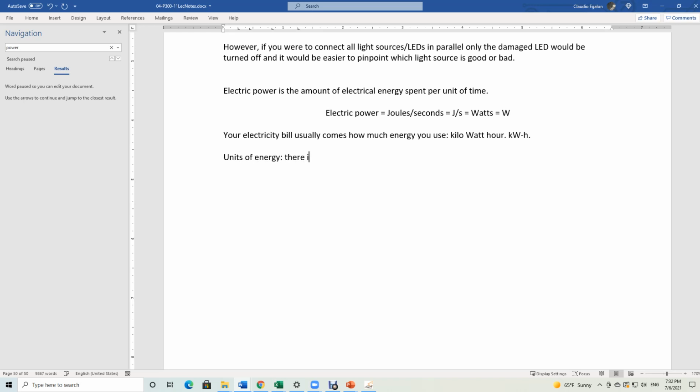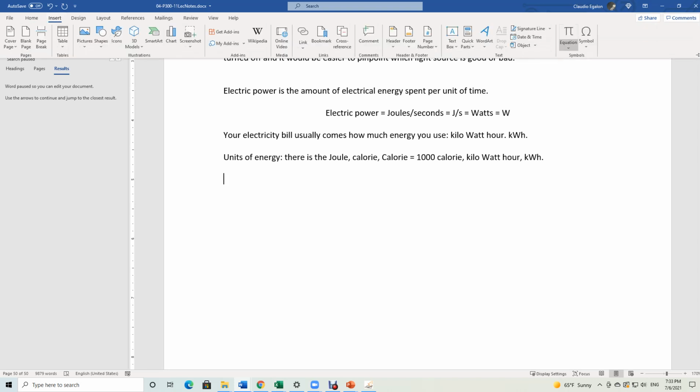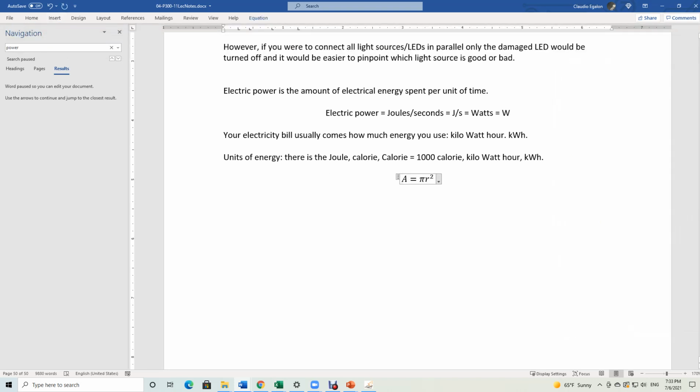There is the joule. There is the calorie, with capital C, which is 1,000 calories with lowercase c. And there's another way of expressing energy, in kilowatt hour. How are they related to one another? Okay, so I'm gonna do the math here for you, so you can appreciate how those units are converted.